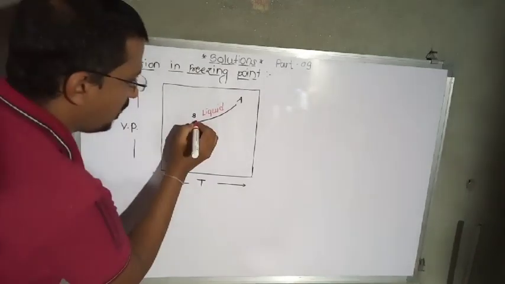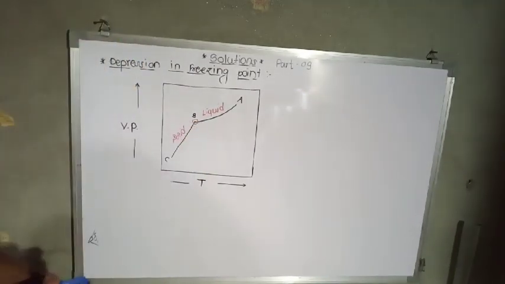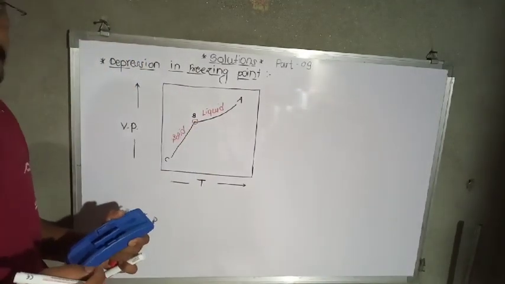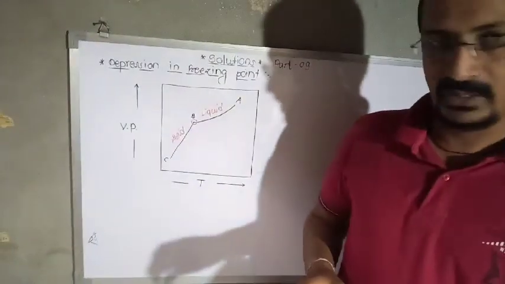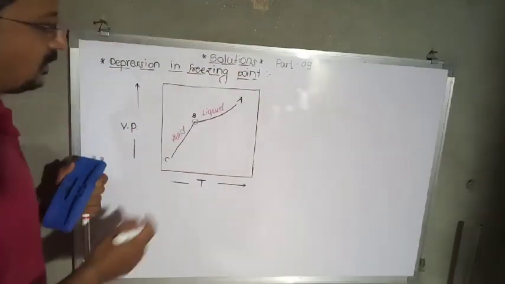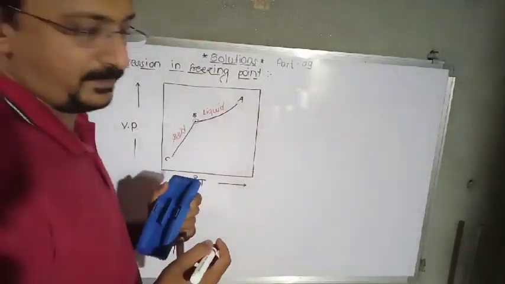And exactly point B, what does it indicate? It is the freezing point of that particular solvent liquid. It is the freezing point of that particular solvent liquid, isn't it? Now, so this is the ABC curve for the solvent, isn't it?